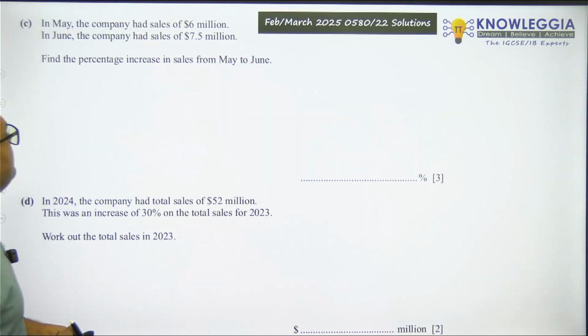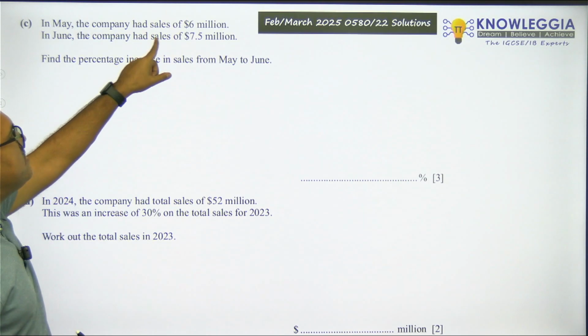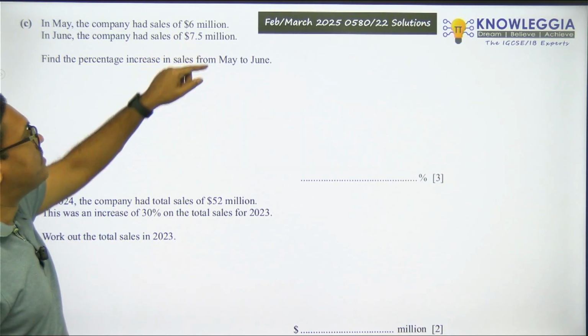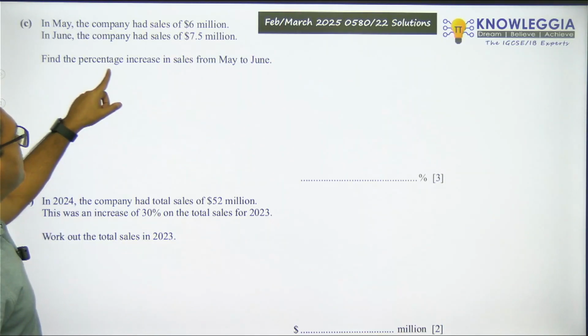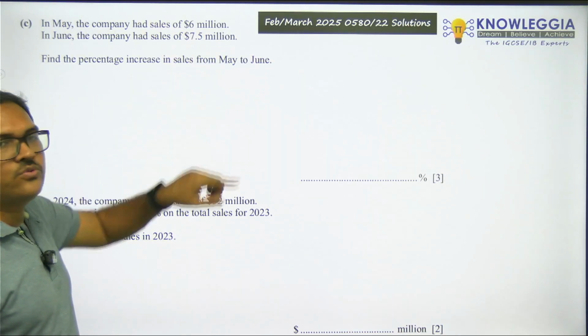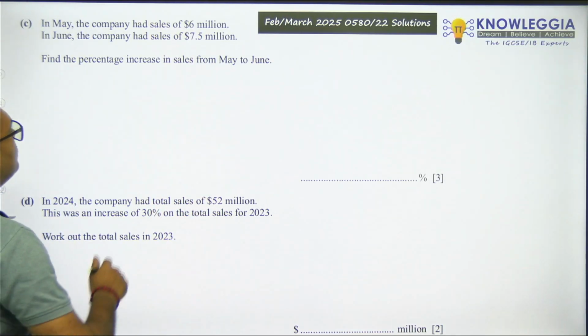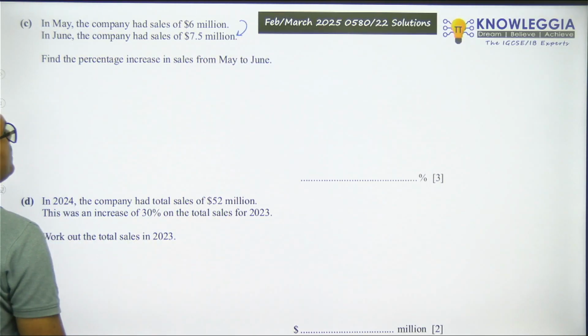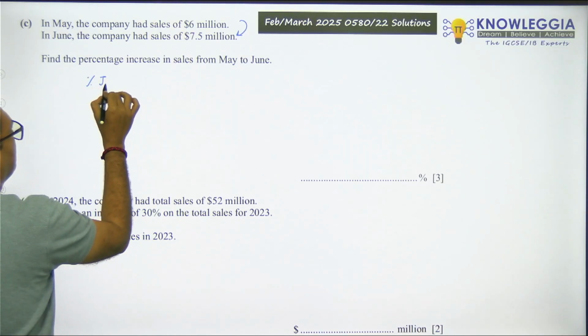Okay, the next part of the same question. In May, the company had sales of 6 million. In June, the company had sales of 7.5 million. Find the percentage increase in the sales from May to June. Basically, this is just a question of percentage. So from May to June, the percentage increase is what? That is the question. So what is the percentage increase?